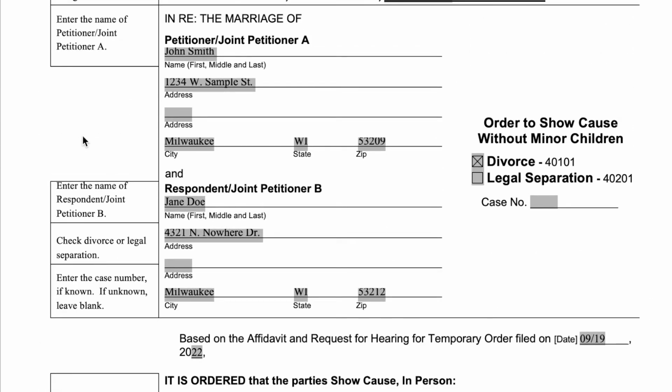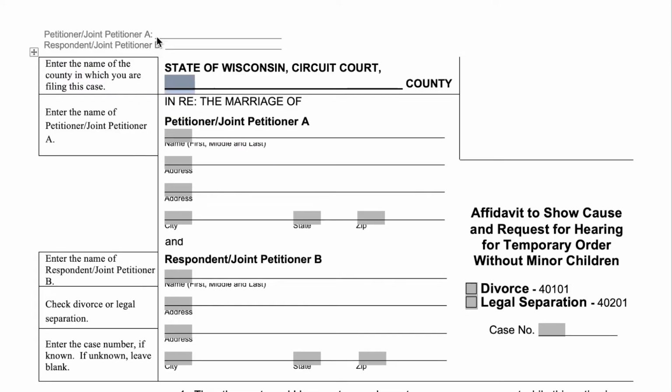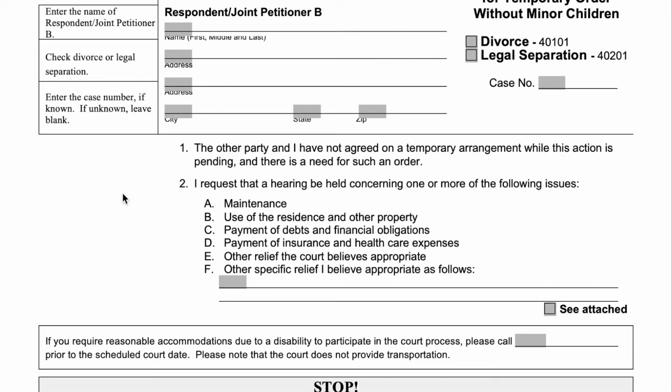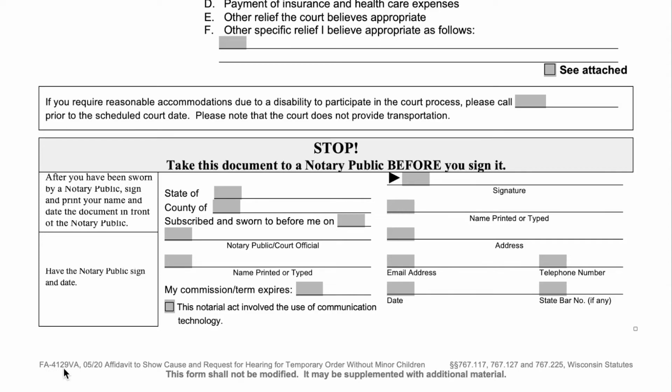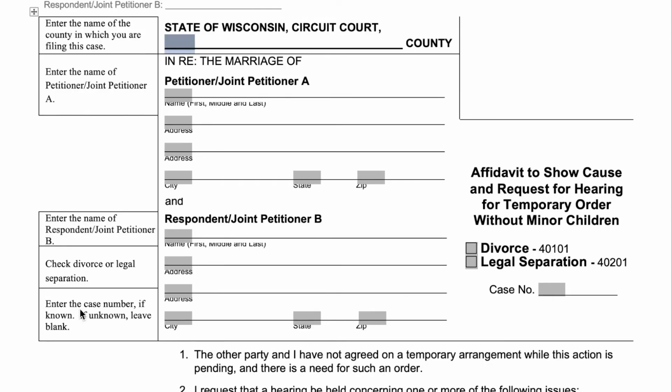So now we're going to take a look at the affidavit to show cause for the temporary order hearing. And so you can see the caption, very similar. And this is, as I mentioned, 4129VA. So I did do them, the VB first and then the VA, but either way is okay. You're going to put in the county where you plan to file. And again, you're going to put in everyone's names and addresses. I know this can get a bit repetitive, but we are going to go ahead and list that information again.